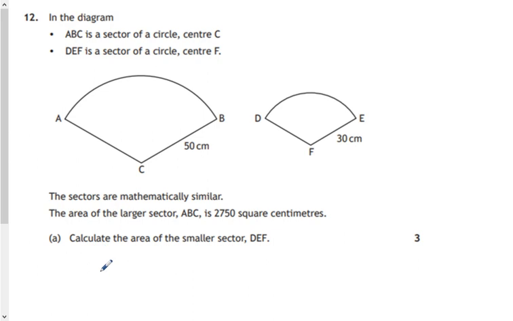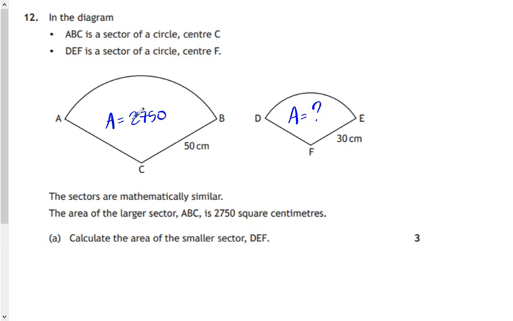Right, 12. In the diagram, ABC is the sector of a circle, center C. DEF is the sector of a circle, center F. The sectors are mathematically similar. The area of the larger sector, ABC, is 2,750 square meters. So that's A. The area is 2,750. Calculate the area of the smaller sector. We want the area of this one.